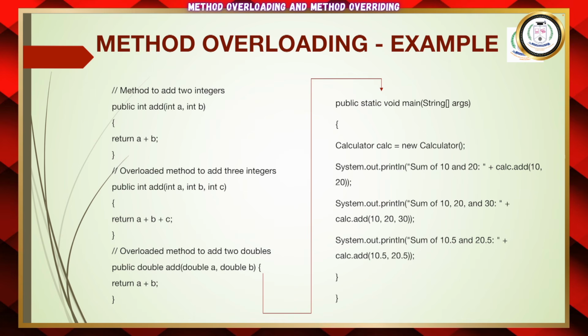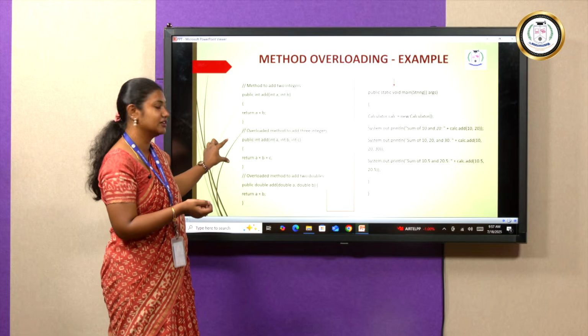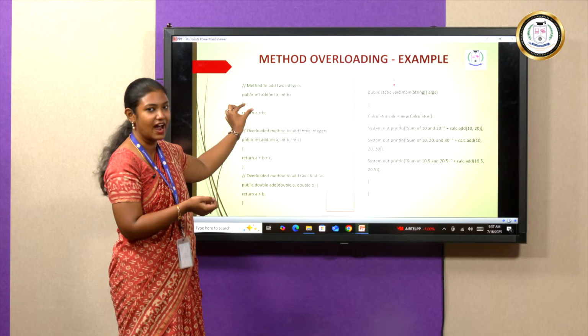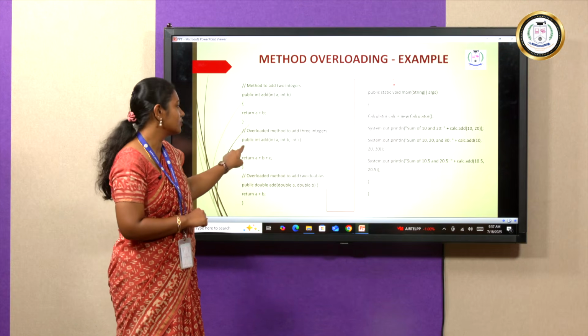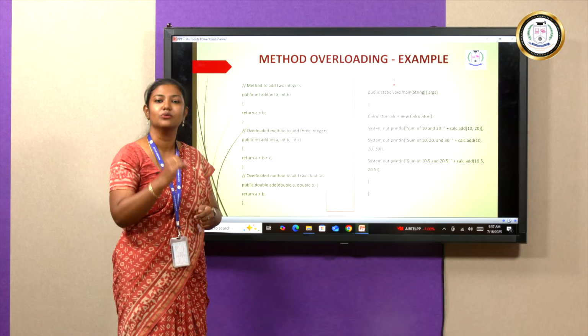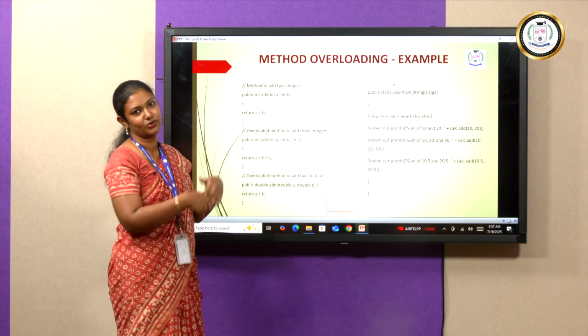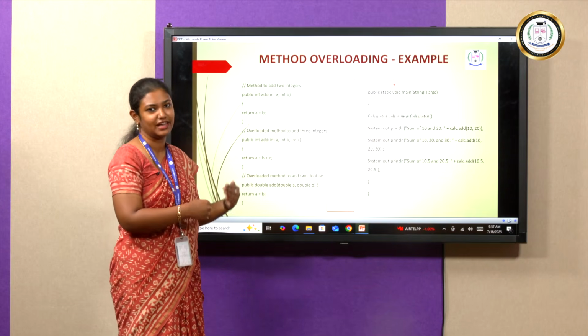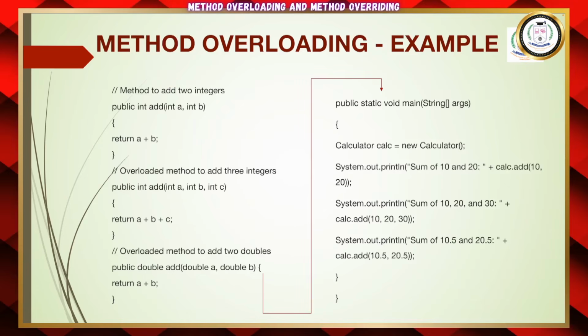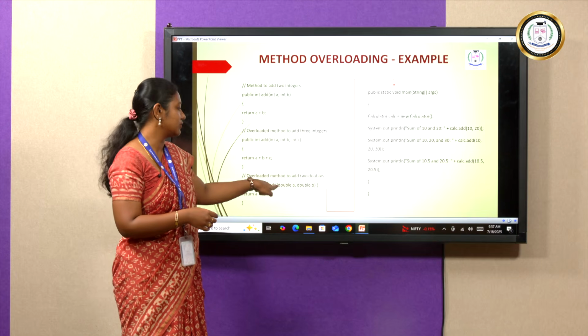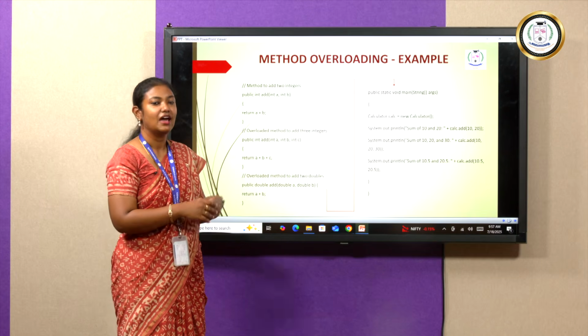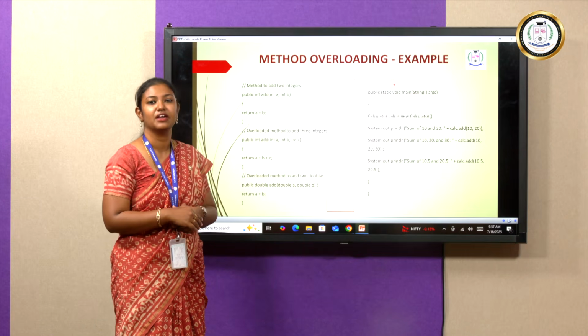Now similarly we are going to have another method here with the same name. Add is there as well as add is here. So we are going to add three variables now, a, b and c. When we add a, b and c, again we are going to return a plus b plus c. Now in the third part, what are we going to do? We are going to use the same method, but instead of integer, we are going to use a double value. So here we are going to have double a and double b, and now we are going to return the value of a and b.